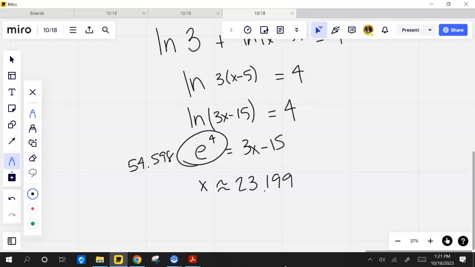So if I've got 54.598 equals 3x minus 15, I can add 15 to both sides.